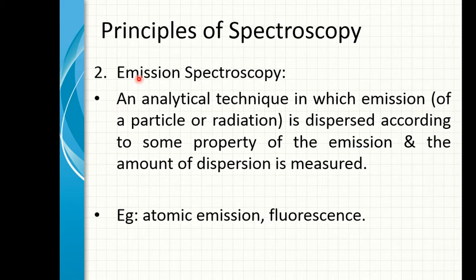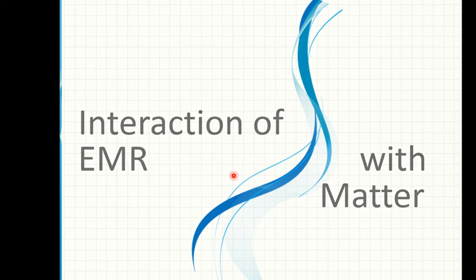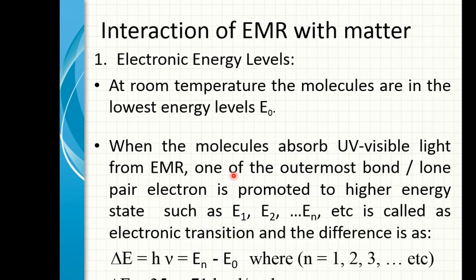It's called emission spectroscopy, like atomic emission and fluorescence. This is a different part of spectroscopy called emission spectroscopy. Interaction of electromagnetic radiation with the emitter or the sample.